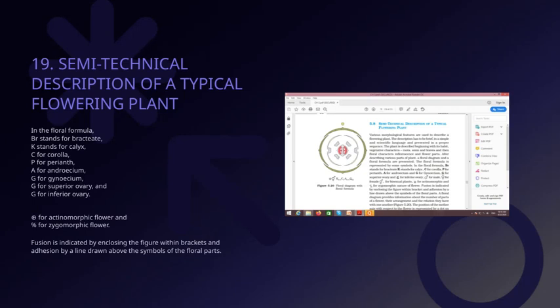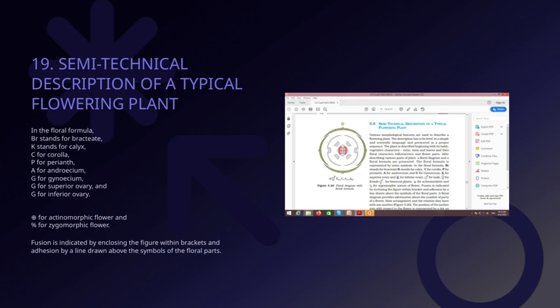Let's take a closer look at the floral formula. As you can see, the fusion of floral parts is indicated by enclosing the figure within brackets, while adhesion is shown by a line drawn above the symbols of the floral parts. This helps us understand how the parts are arranged and connected in different flowers.